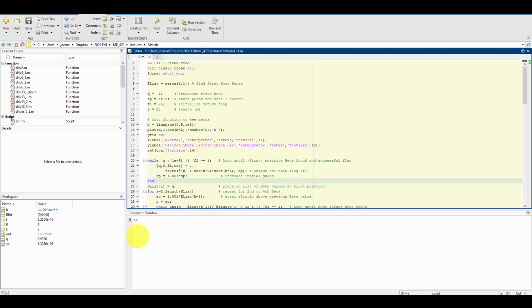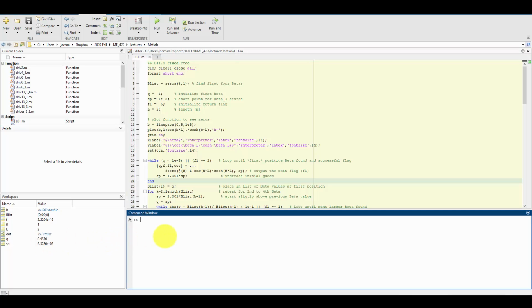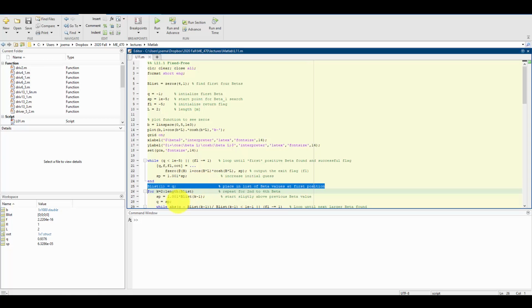So graphically, we thought that that was a zero crossing. This is the first root, or very likely the first root. I can't actually be sure when I'm doing this numerically, which is a little bit of a downside of this numerical solution. So I'm going to take that q and save it to B list, which will be my list of beta values. This is my first one. All right, so that's good.